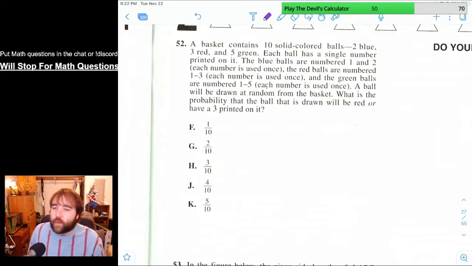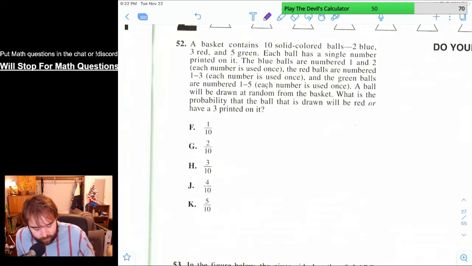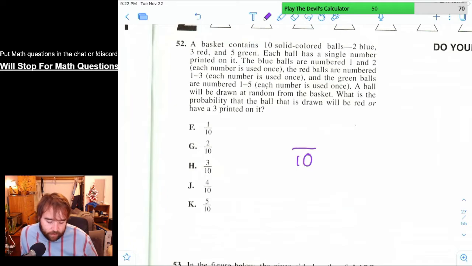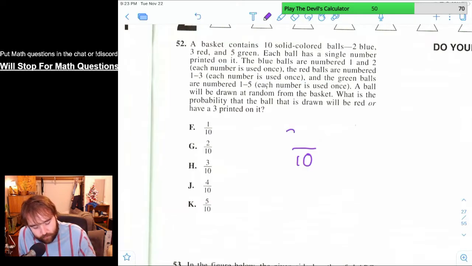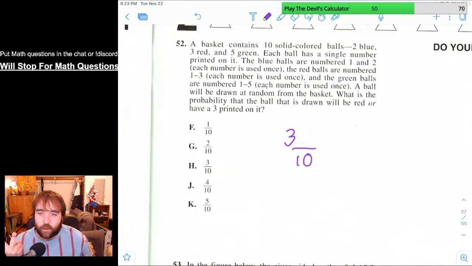All right, so we could think about formulas, but I would rather not. I would just think about out of the 10 balls that we have, so it's out of 10, which ones are red or have a 3 printed on them? Well, 3 of the balls are red. So let's start with 3 of the balls that are red. And then how many balls have a 3 printed on them? Well, actually, just 2 of them do, because there's no blue number 3, because there's only 2 of them. But there's a red number 3, and there's a green number 3.